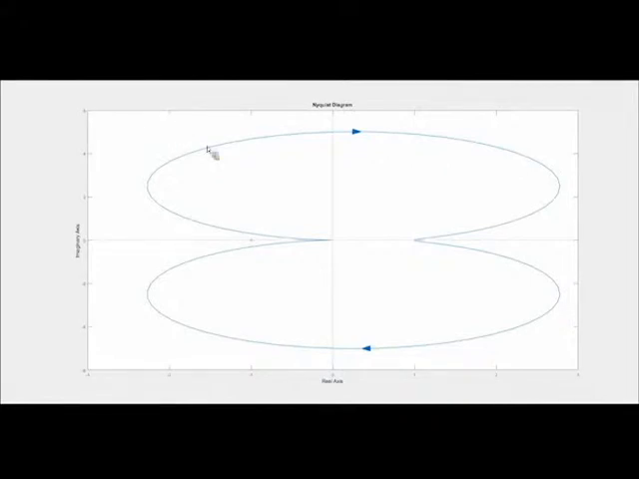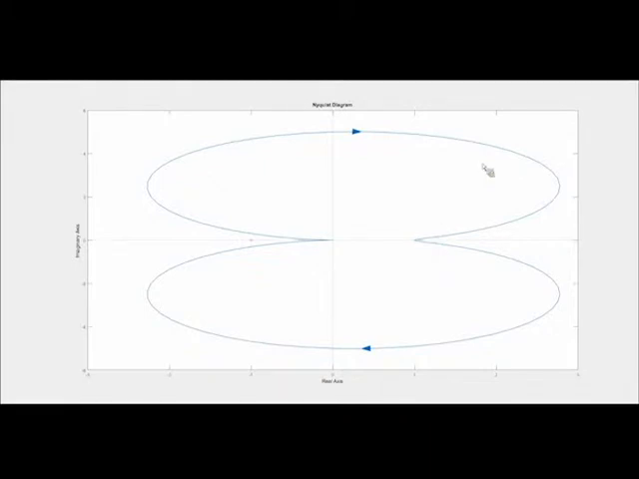As a reminder, this is for frequencies going from s = i0 to the right, all the way up to s = i infinity. And then this is going from s = i negative infinity all the way up to s = i0 to the left. So this is what completes our contour.